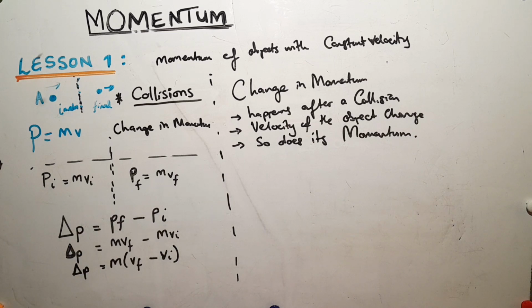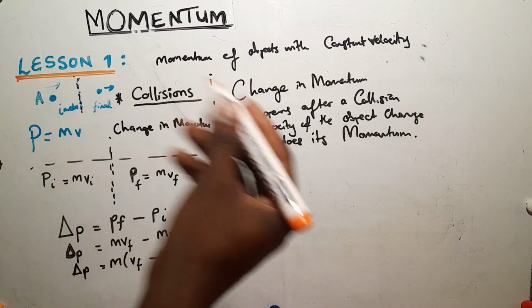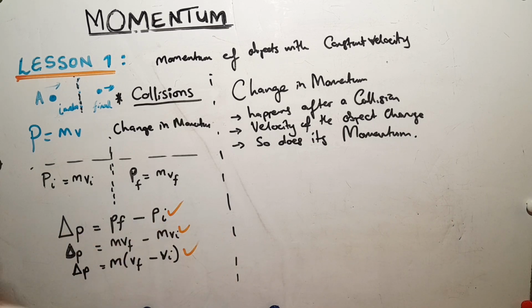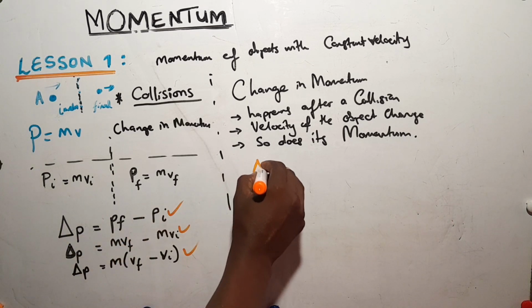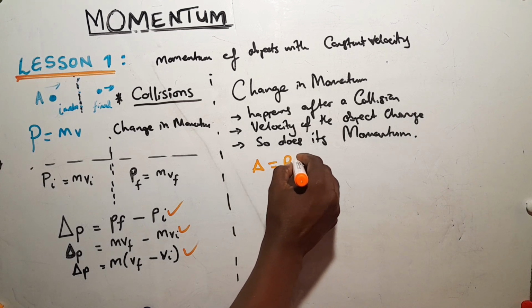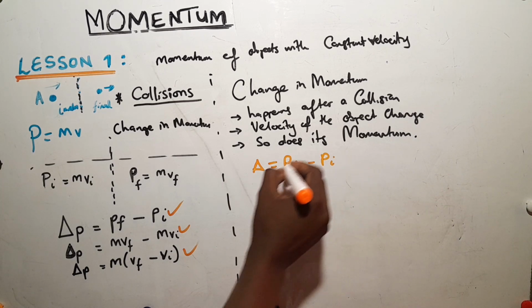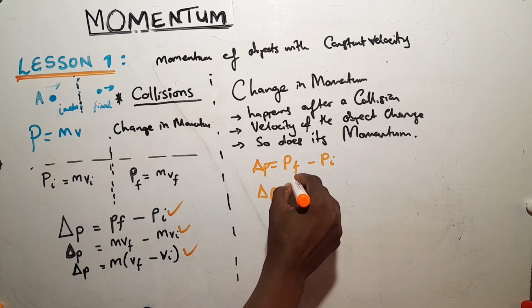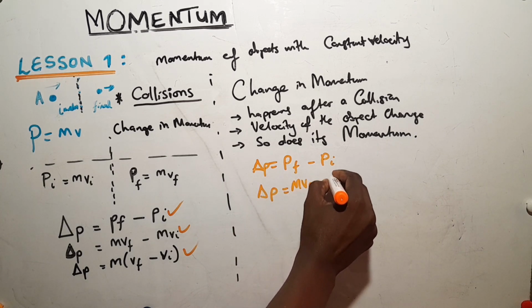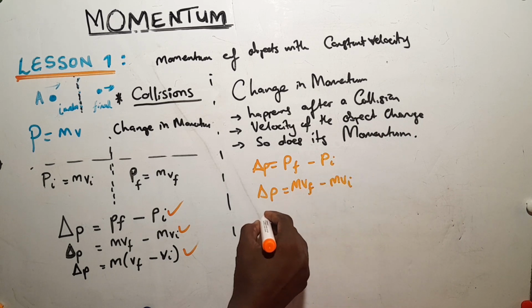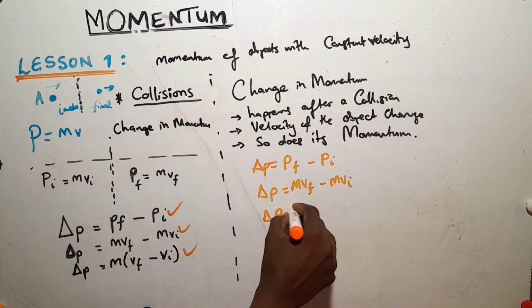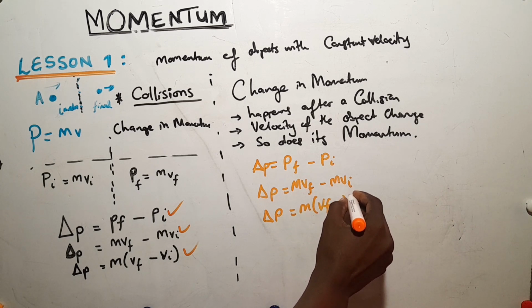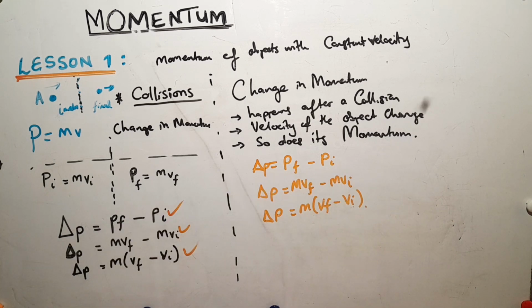So it means that to calculate change in momentum, we can use any of these formulas depending on the situation that you are having. So change in momentum is equal to momentum final minus momentum initial, or change in momentum is the same as mass times velocity final minus mass times velocity initial. And change in momentum as well is the same as mass times velocity final minus velocity initial.